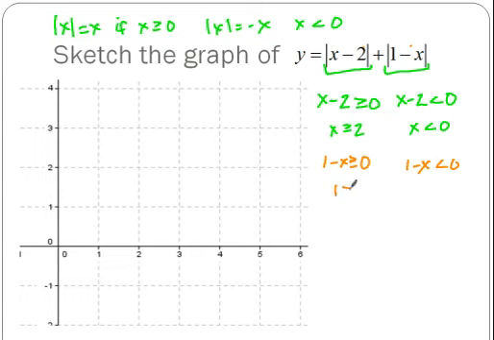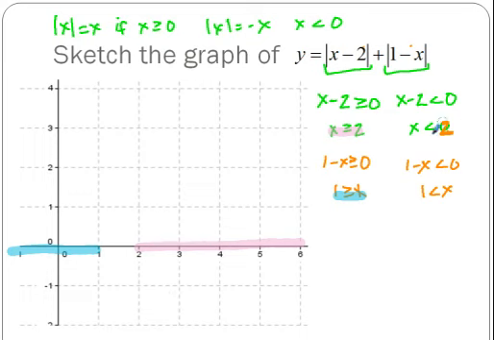When I solve for this, I end up with 4 different, oops, this should be a 2, sorry about that. I end up with 4 different boundaries. I'm going to highlight where these boundaries occur on the graph, and then we'll sketch the graph. So x is greater than or equal to 2. So I'm going to have something here. I'm also going to have something where x is less than or equal to 1.